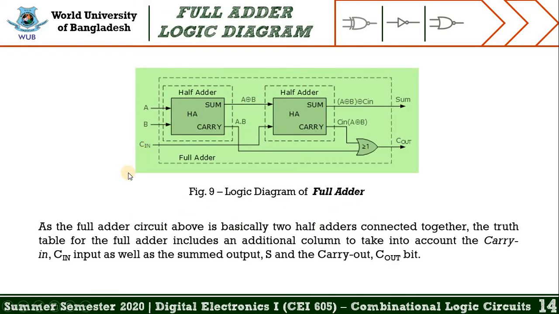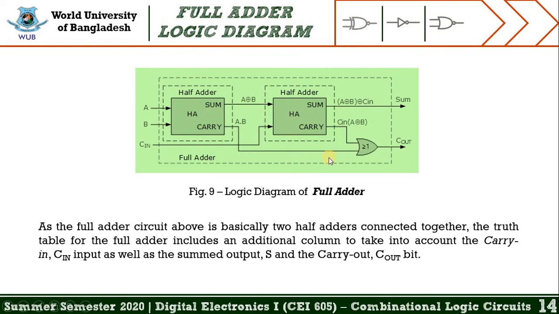From this slide, you may learn the logic diagram of the full adder. If you see figure 9, you may find there are 2 half adders back to back, also connected with an OR gate. So from this figure, one thing is clear: the full adder logic circuit has to be drawn with 2 half adder circuits.